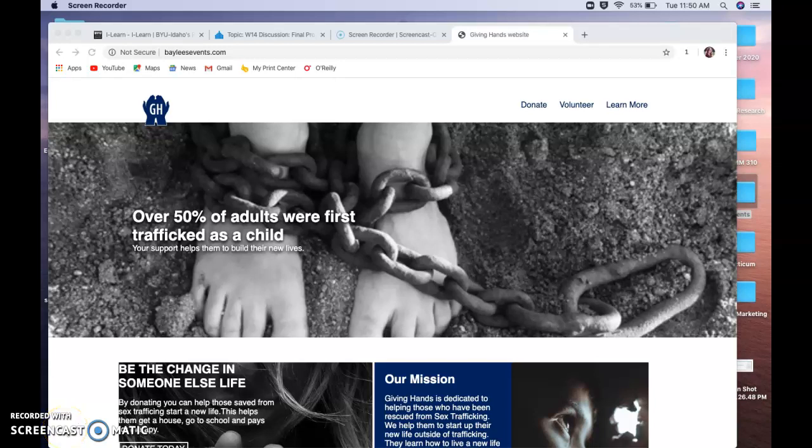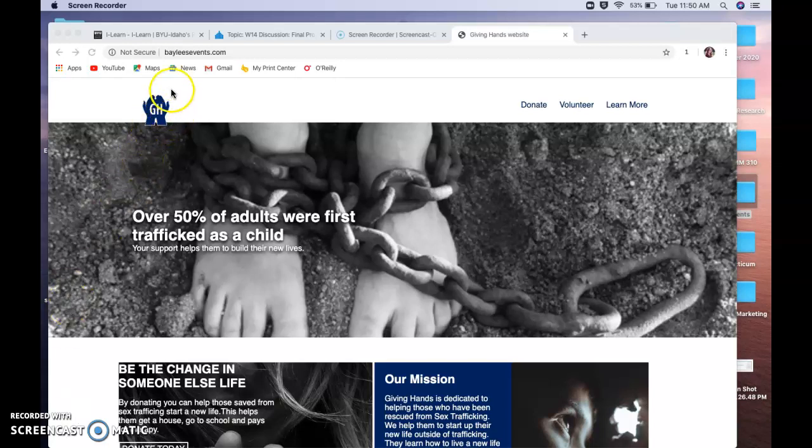So the nonprofit that I chose to create is called Giving Hands. Giving Hands is a nonprofit that helps those who were sex trafficked and who have been rescued to start to live a normal life. It helps them get their feet underneath them and helps them pay for therapy, pay to go to school, pay to get a house, things like that.